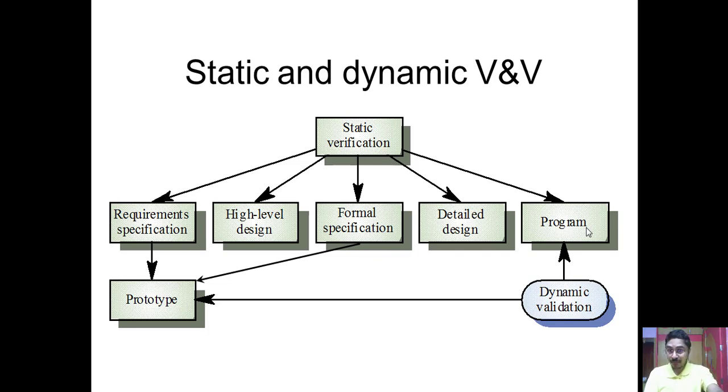So in the program, we can actually have a static verification also, as well as we can have a dynamic validation also, because that is the only thing which you can execute, isn't it? These things like a requirement specification, high level design, formal specification and detailed design, that you cannot execute, isn't it? So there you have a static verification. Okay, and once you have the program in your hand, it is now dynamic, so you can execute it, and it's a validation also.